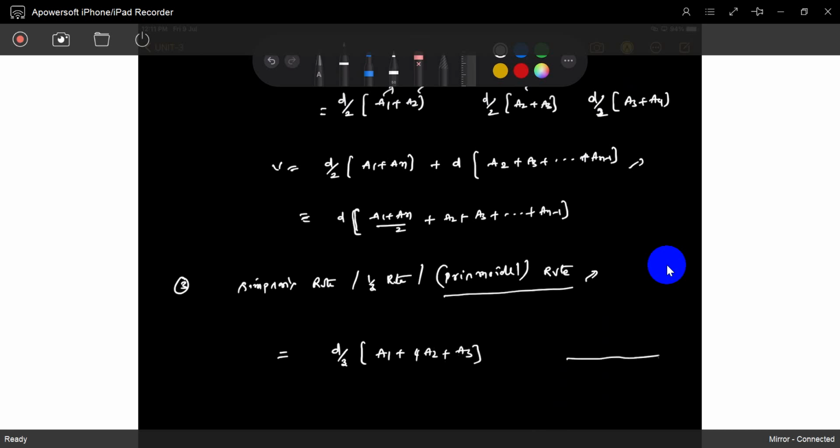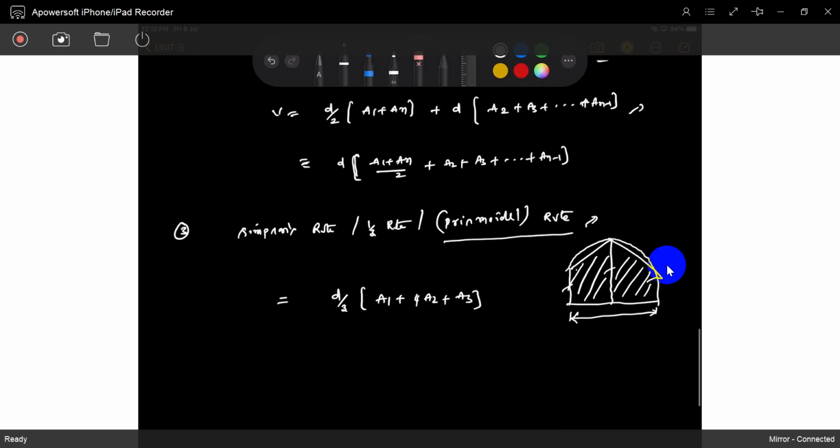We took two segments, treating the shape as parabolic. So we take two segments, two spans, compulsorily, and three ordinates. It can be used only for three ordinates, so the number of ordinates, that is the number of areas, must be odd. Otherwise, the number of spans or segments must be even. Then only we can use the prismoidal formula.